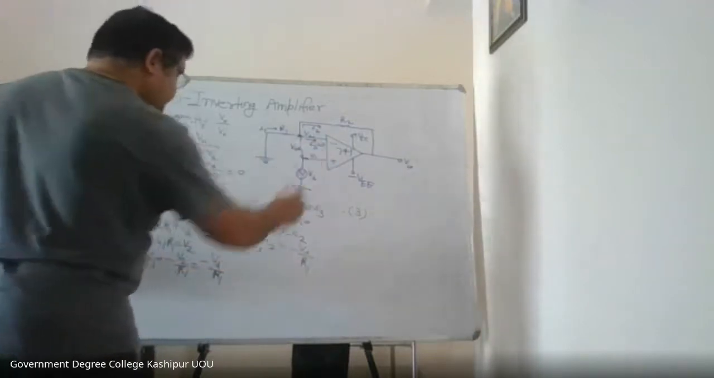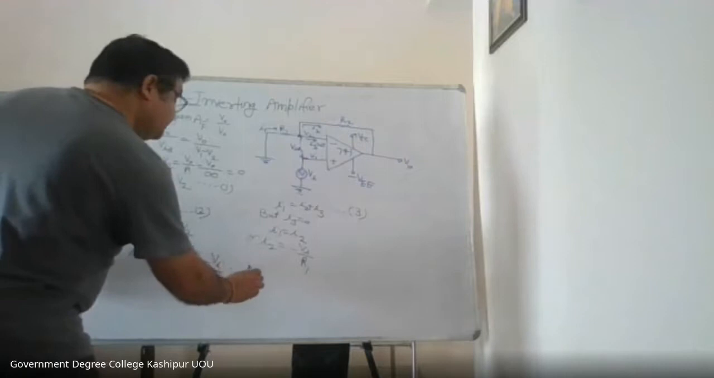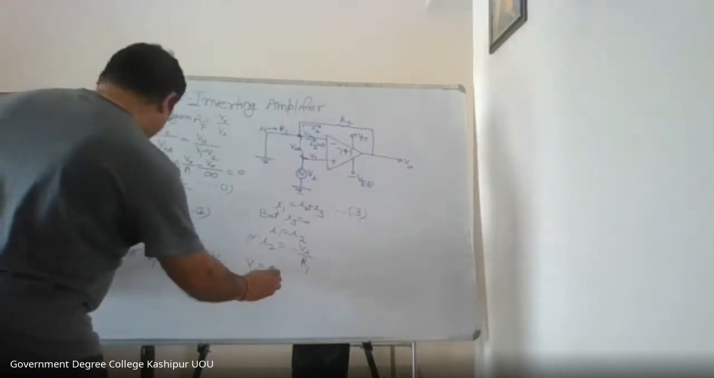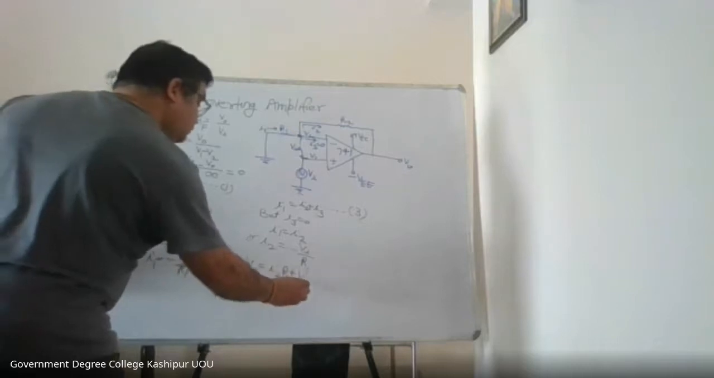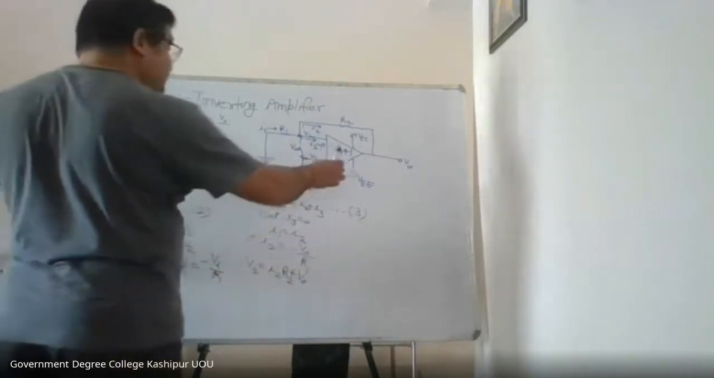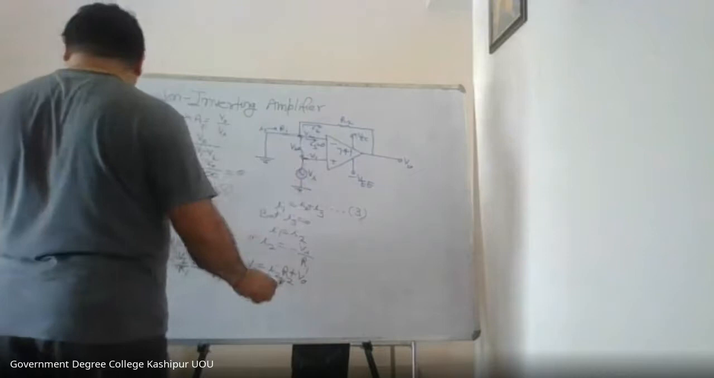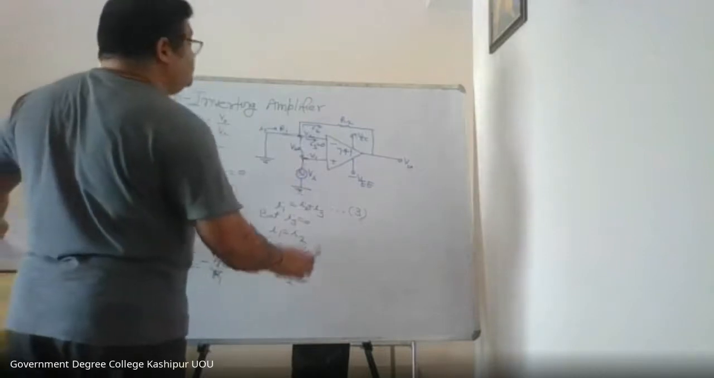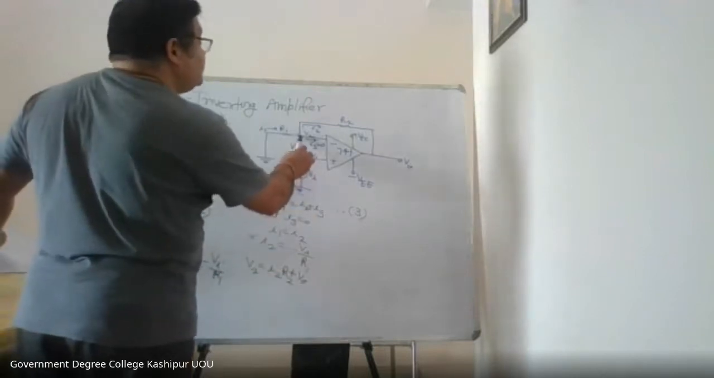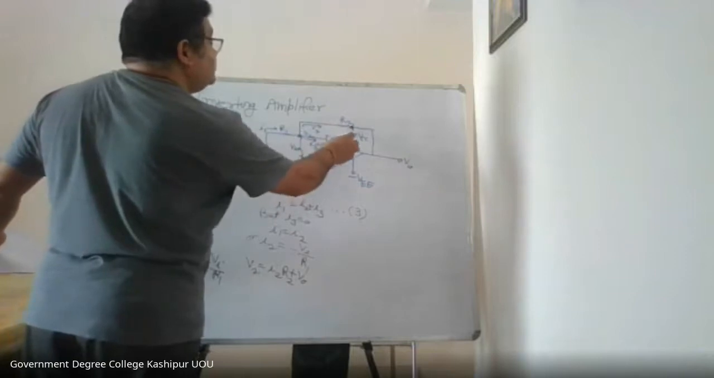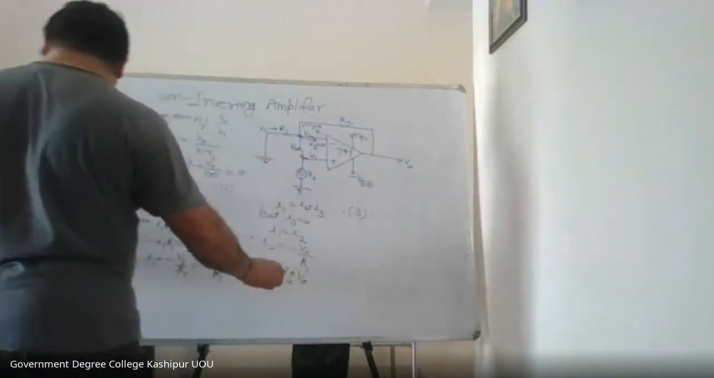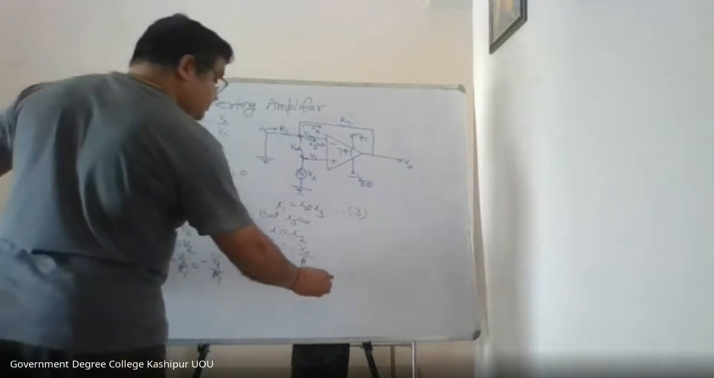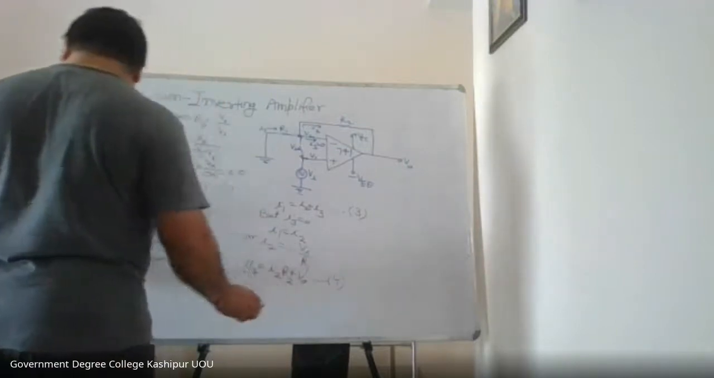From the figure, it is clear that V2 equal to I2 R2 plus VO. From this figure, V2 equal to I2 R2, the potential drop on this resistance, plus VO. This is in terms of potential drop. This is equation number 4.